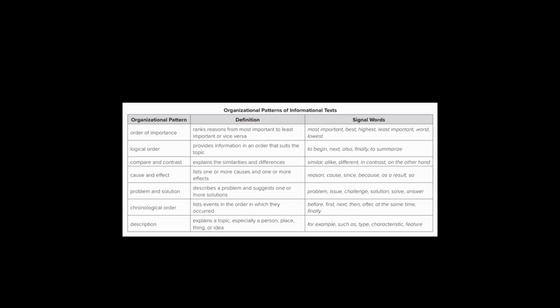The last one there, we have description. Remember, when we think of description, we think of describe. So it explains a topic, especially a person, place, thing, or idea. Signal words, for example, such as type, characteristic, and feature. So all of these are organizational patterns. And although we still will be talking about the central idea in today's story, I also want you to be thinking about what organizational pattern the author is using in the story, one, and two, why would he choose to do that? Why would he choose cause and effect over description or whatever the case is?